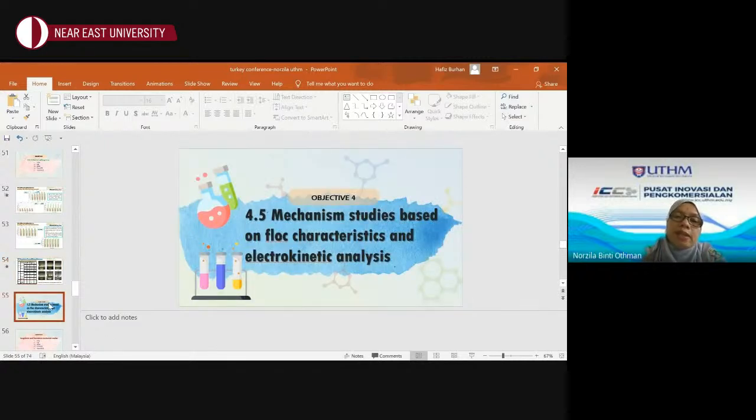Now, we go for the final objective, because we want to know what happened on the mechanism and flow characterization and also the electrokinetic study.